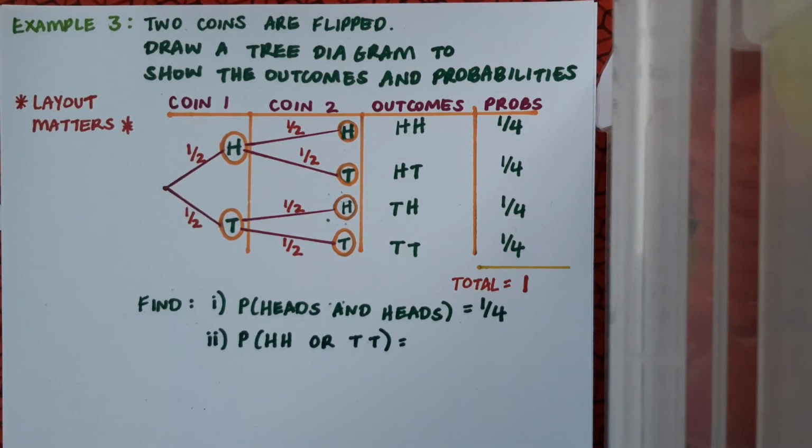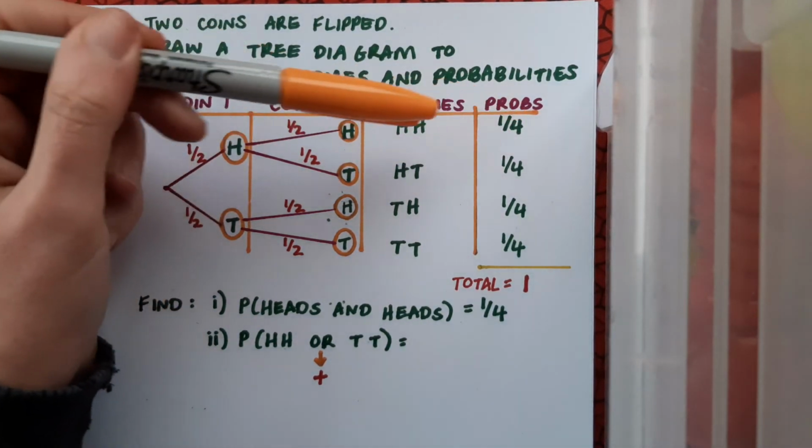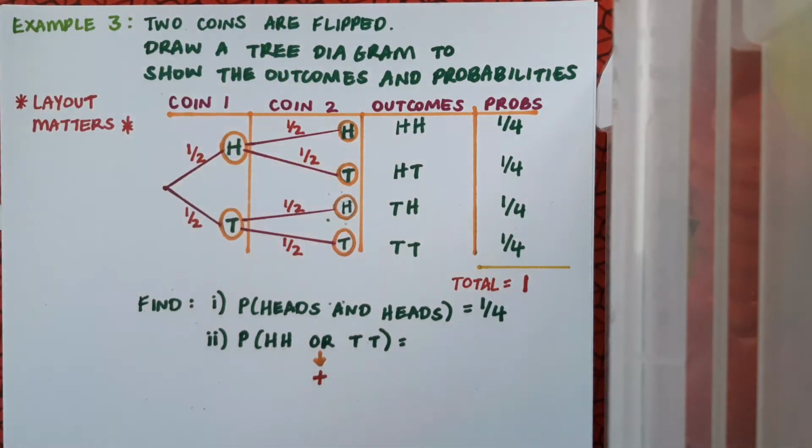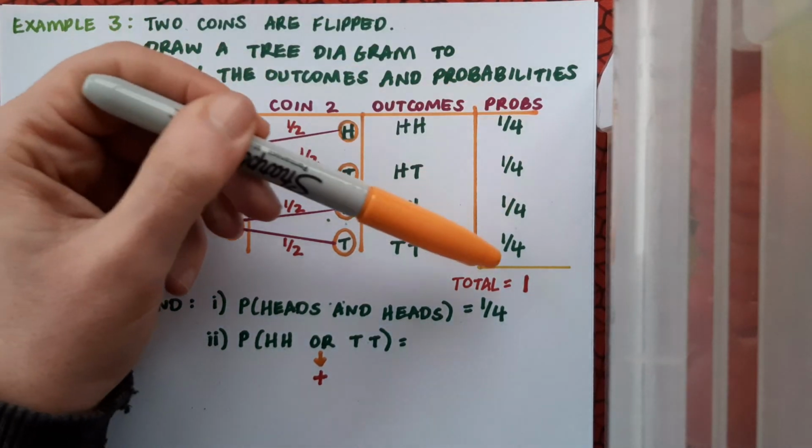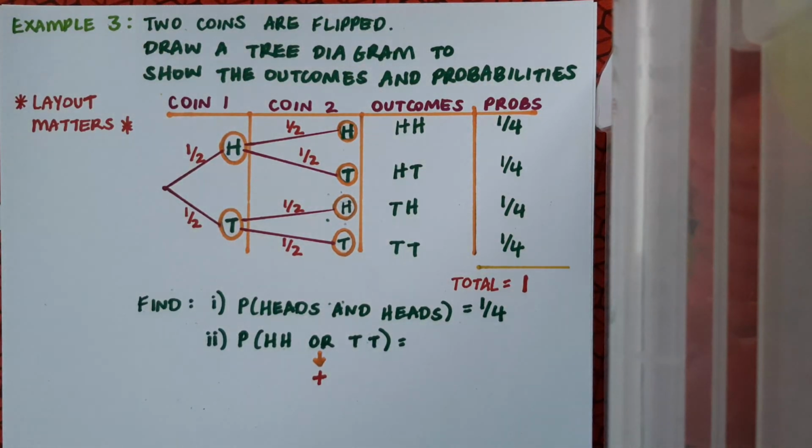Next, let's find the probability of heads, heads, or tails, tails. And you might remember from our previous video that when we see the word or in probability, it gives us a hint to add. So in this case, we're looking for heads, heads, plus tails, tails. So I can simply go and select these probabilities from the tree diagram and then add them together. So in this case, 1/4 plus 1/4, and the answer is going to be 2/4.